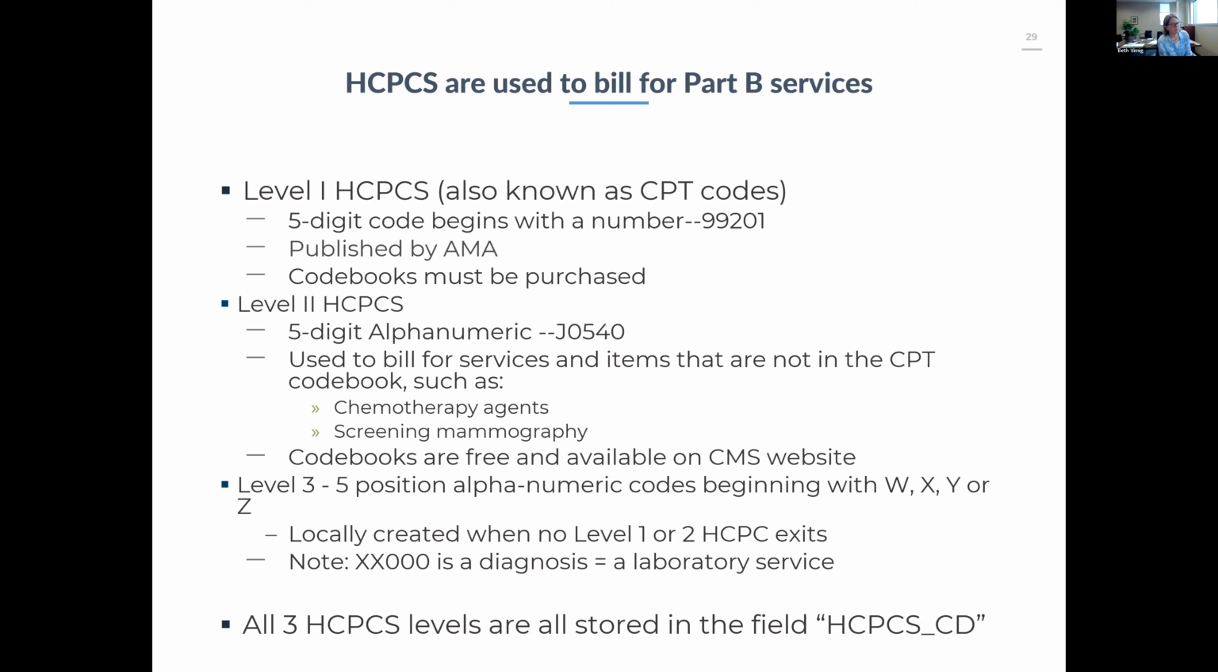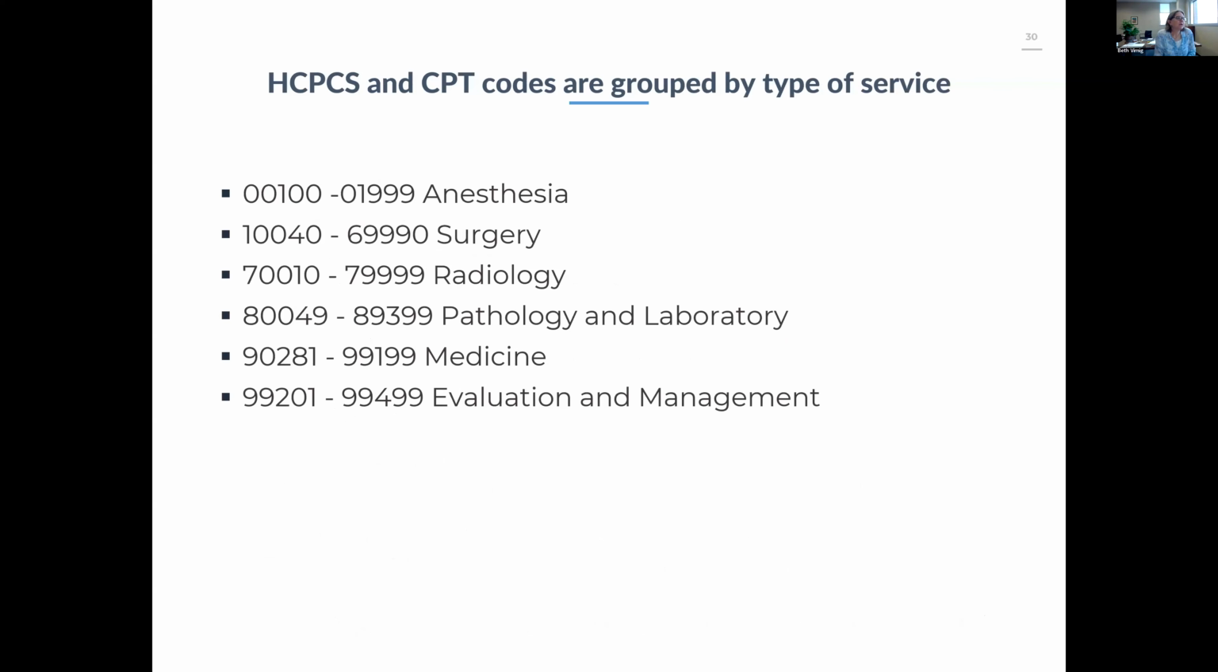All level 1 CPT codes, level 2 HCPCS, and level 3 temporary local codes are all stored in the field HCPCS code. There has to be one HCPCS per line in the outpatient file. When you're looking at HCPCS, just remember these are grouped by type of service, and that grouping can be very useful if you're trying to understand what happened: anesthesia, surgery, radiology, pathology, etc. E&M, evaluation and management, is useful.